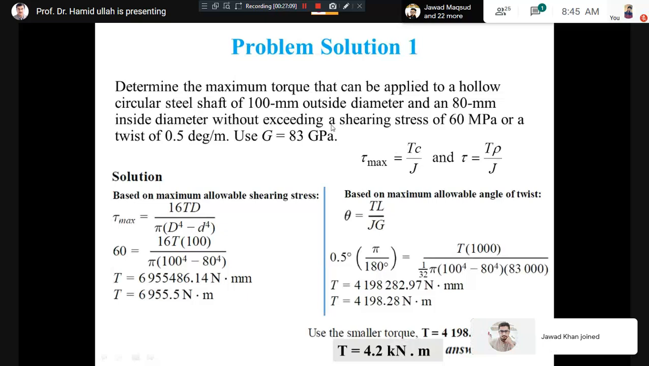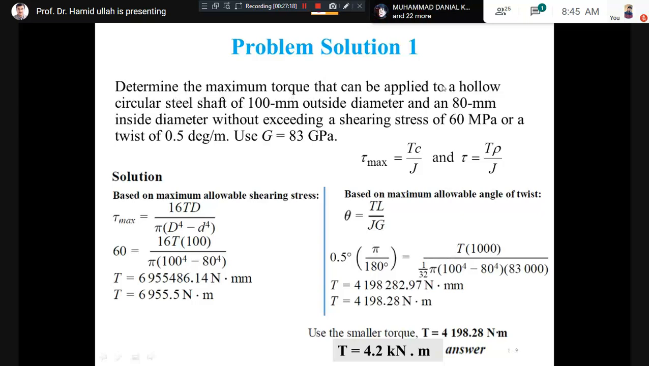You can see in this case we start from this numerical. What is required? Determine the maximum torque that can be applied to a hollow circular shaft of 100 mm outside diameter and 80 mm inside diameter without exceeding a shear stress of 60 megapascal or an angle of twist of 0.5 degree. G is given. Why is G given? Because it is a material property. So from the table it is already provided in the data.